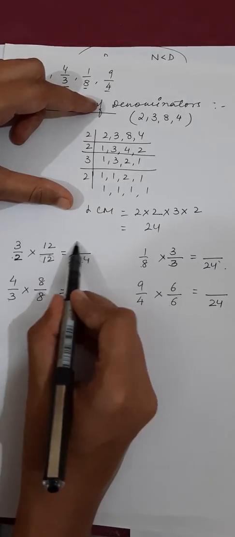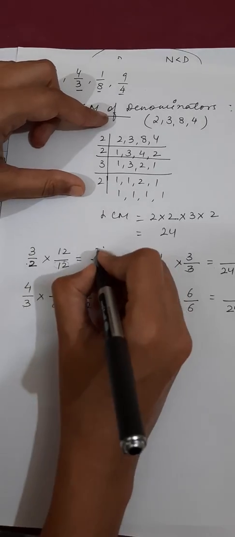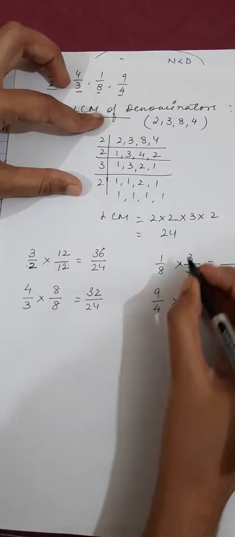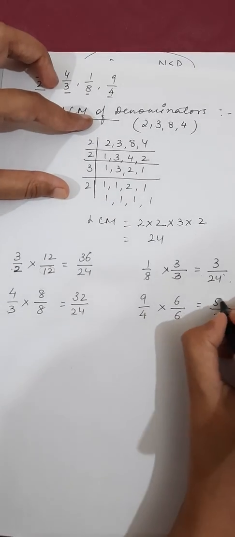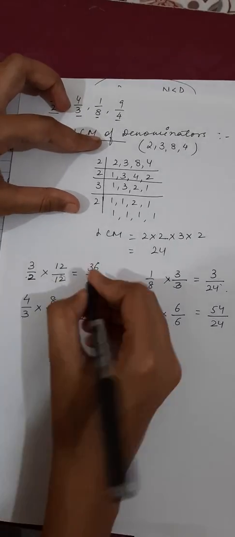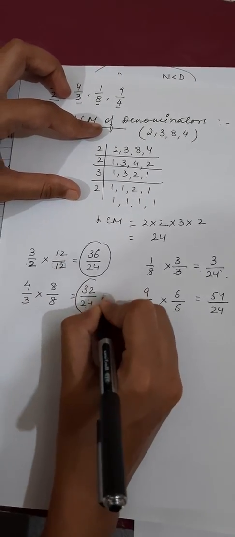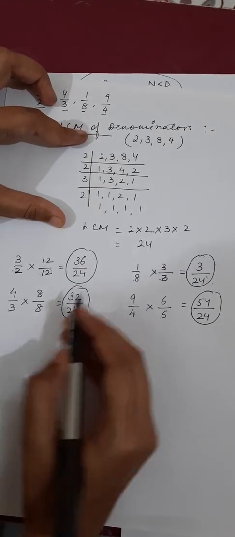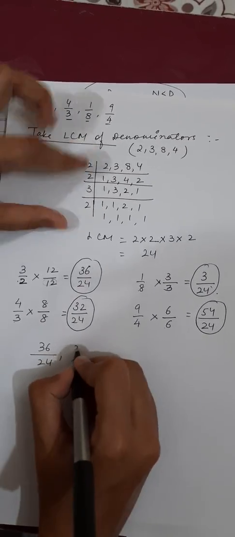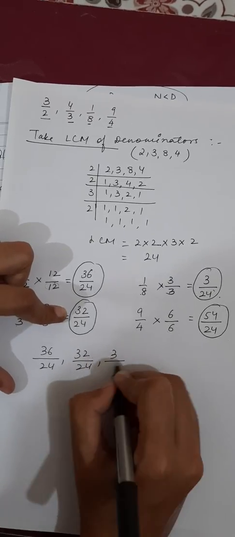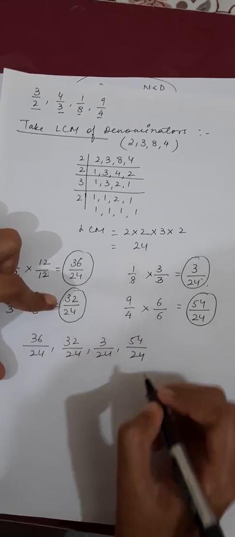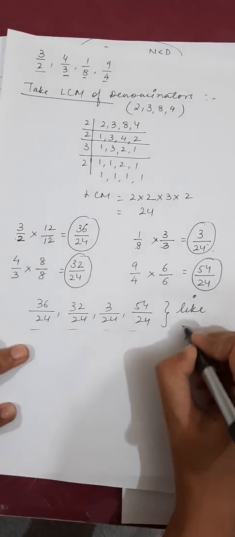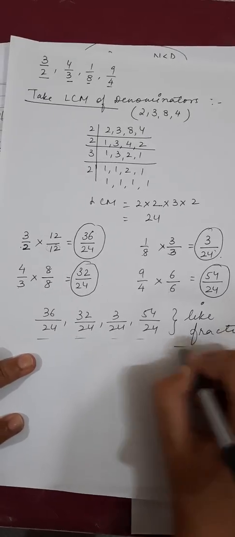Now let's multiply the blanks which were left. 12 3s are 36. 8 4s are 32. 3 1s are 3. 9 6s are 54. So now I have got the new fractions. I have got the new equivalent fractions, and you can see 36 upon 24, 32 upon 24, 3 upon 24, 54 upon 24. These all have the same denominators, and these are the like fractions. I hope it is clear to you.